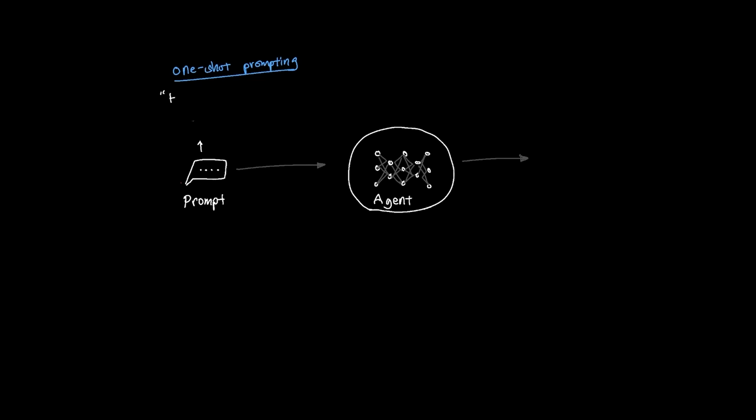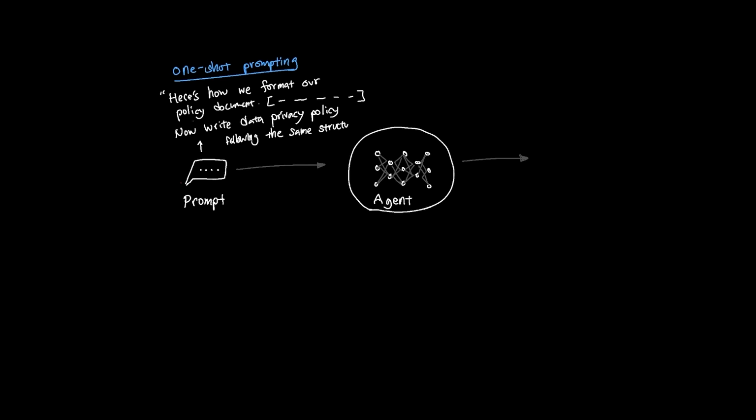For example, you might say, "Here's how we format our policy documents. Now write a data privacy policy following the same structure." Because you provided a template, the AI follows your specific formatting and style preferences more consistently. And conversely, few-shot learning is the act of learning from the LLM side, where even though the LLM might not have seen the exact training data for how to process your unique request, it's able to demonstrate the ability to fulfill your request from similar examples provided.